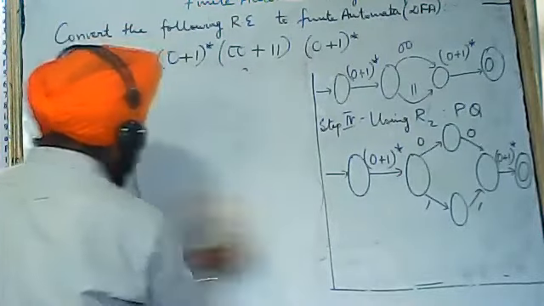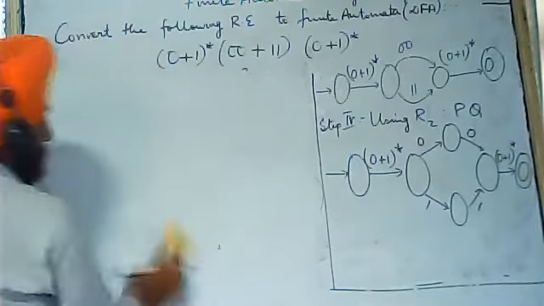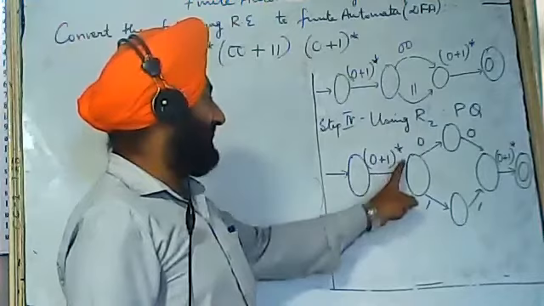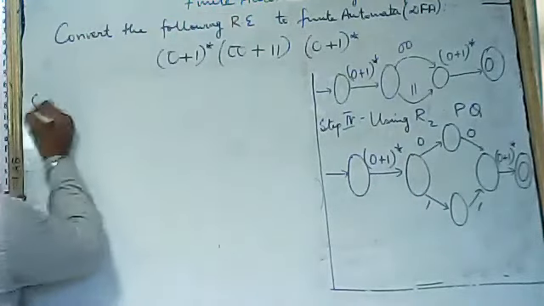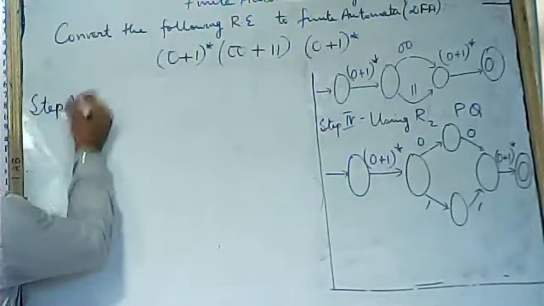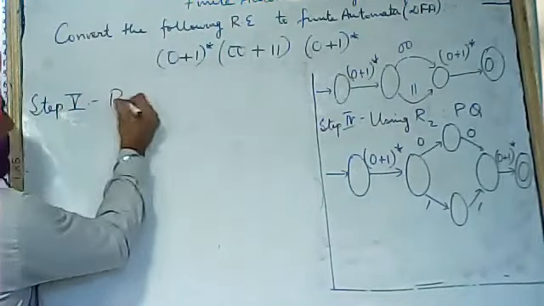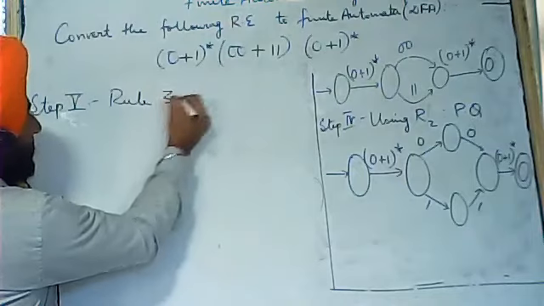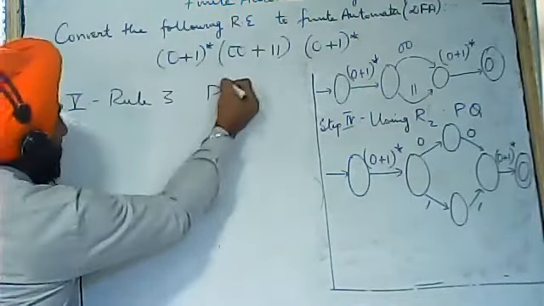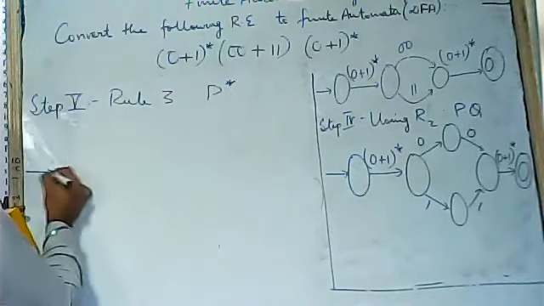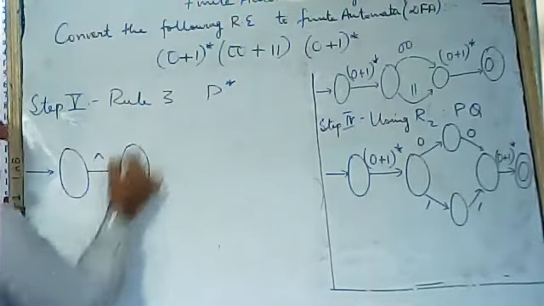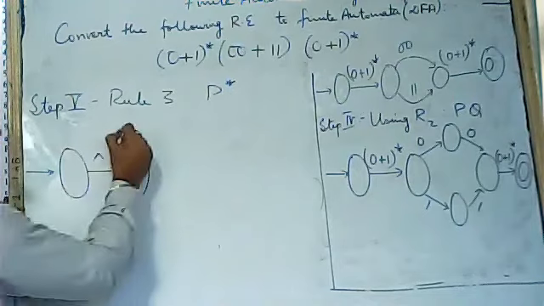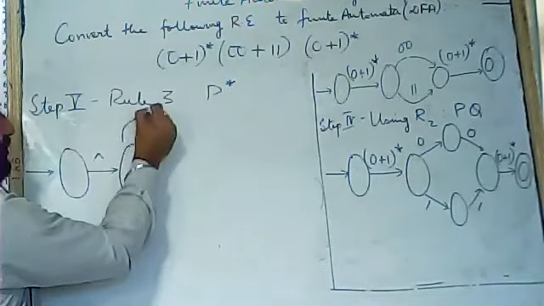So we are left with only iteration, that is (0+1)*. The same rule will be applicable over here, that is rule number 3. In step number 5, rule number 3 will be applicable, which is for P star. So here you will have to write this null, and this 0+1 will be written as 0,1.